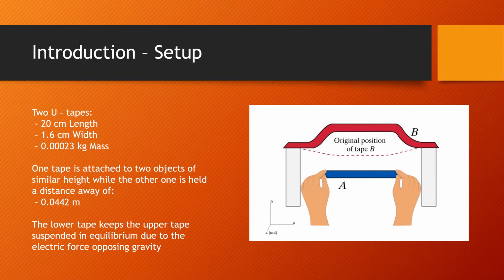So the setup for this lab is going to be to create two U-tapes. Mine were about 20 centimeters in length, 1.6 centimeters in width, and about 2.3 grams in mass. Place one tape on two equidistant objects of the same height, and then make sure that one tape is held a certain distance away from the tape that's on top of the two objects. Mine was about 0.0442 meters away. You'll see that tape B starts to rise, and eventually it'll be suspended in equilibrium due to the electric force countering gravity.